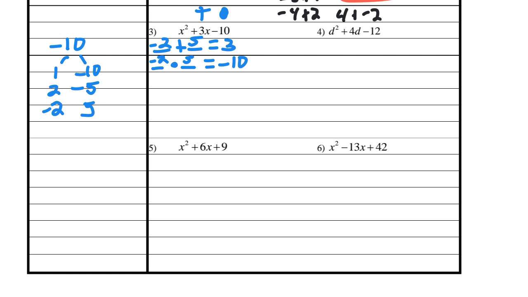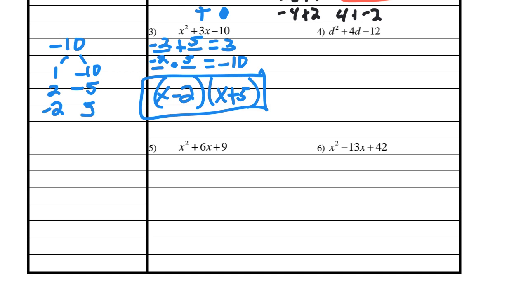So then that means that x minus 2, notice that since it's a negative 2, it's a minus 2, and x plus 5, since it's a positive 5, it's a plus. And then you have your final answer, and that is factored.